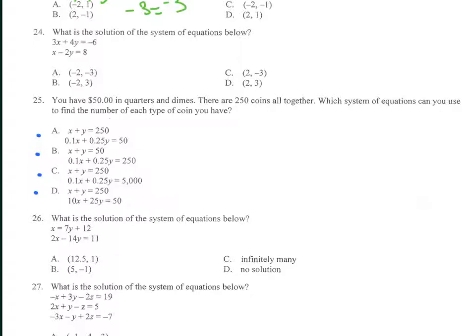So think about it. You got $50 total, but a total of 250 coins. Okay, so those are kind of your important numbers that you need there.